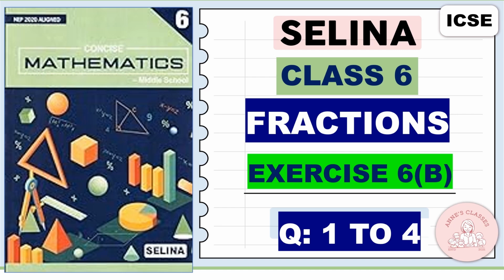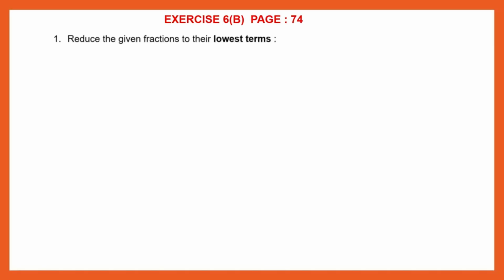Let's do fractions, exercise 6b. This is on page number 74. Question 1. Reduce the given fractions to their lowest terms. So the first question given to us is 8 by 10.